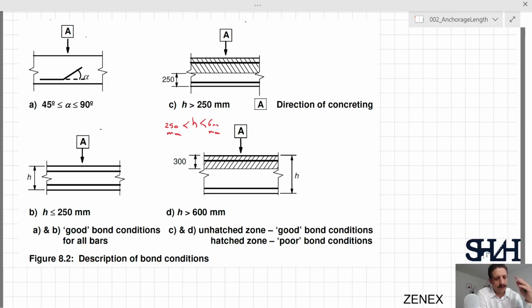And if the height of the element is greater than 600 millimeter, then only 300 millimeter from the top is assumed to be in poor condition. That's how we can determine if the reinforcement is in a good condition or in a bad condition.